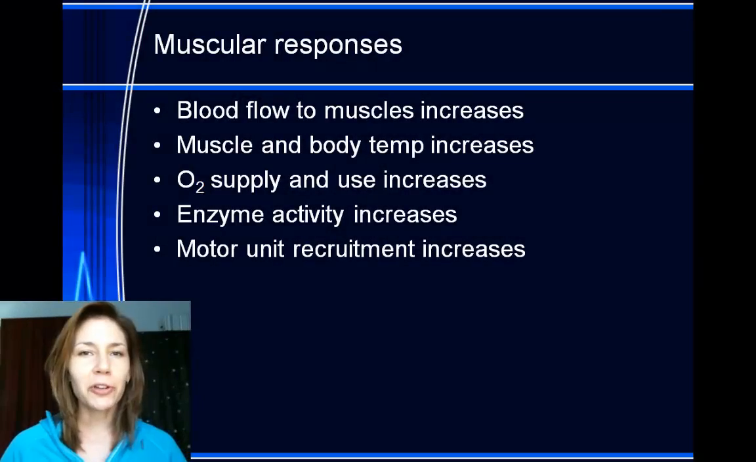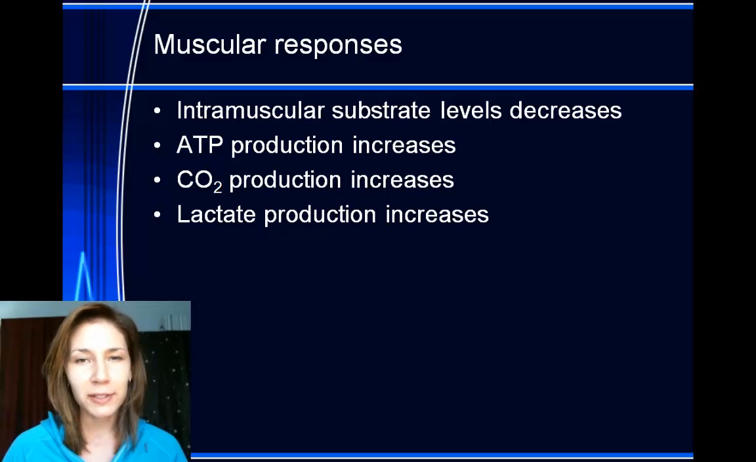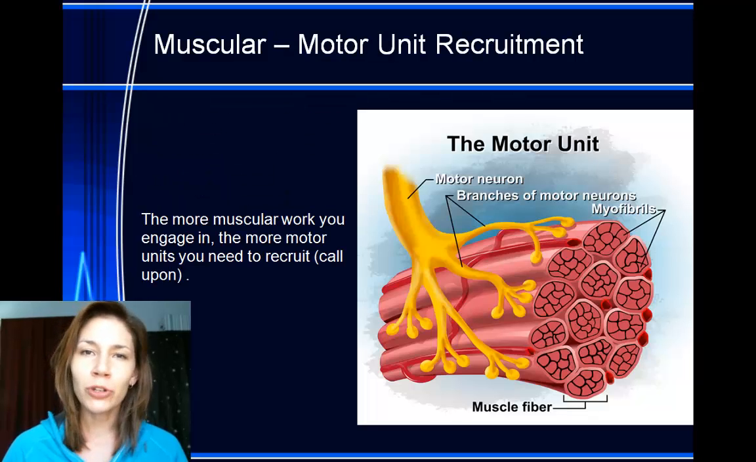Hey guys, welcome to the video on acute responses to exercise in the muscular system. So today we'll have a look at the blood flow in the muscles, muscle and body temperature, oxygen supply, enzyme activity, motor unit recruitment, intramuscular substrate levels, ATP, carbon dioxide and lactate production. So first up is the motor unit recruitment.